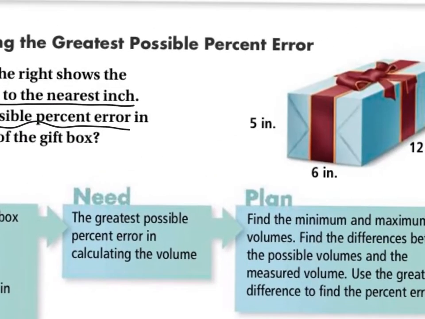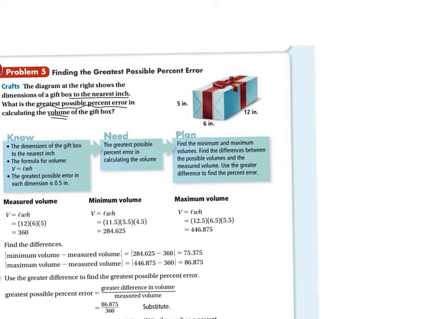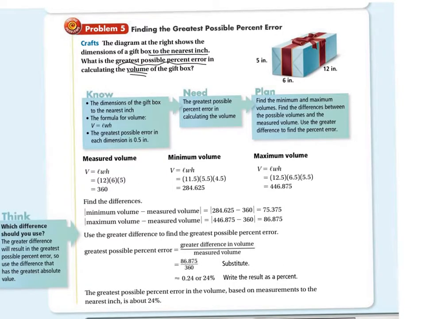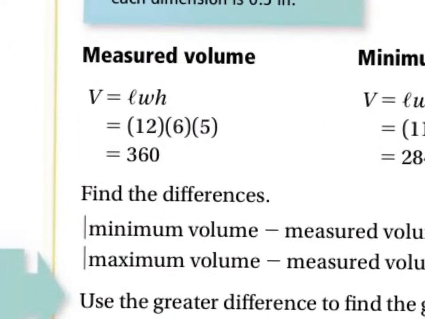Okay, so look at the picture here. This is what we measured, these two. That's to the nearest inch. So what we can think about, if that's to the nearest inch, volume, we do length times width times height. So what we measured it at would be, the volume would be 360.